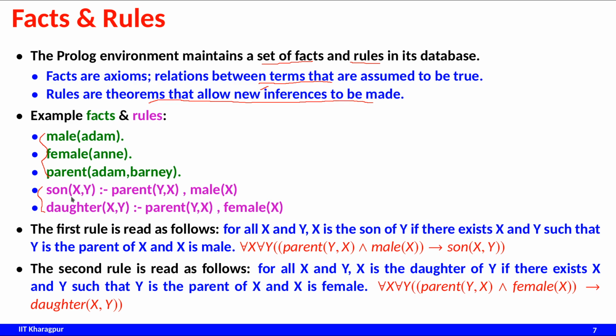The rules we have already talked about effectively mean that for all x and y, x is the son of y if y is the parent of x and x is male. So we can write it in first order logic in this form. Similarly, we can write the second rule: x is the daughter of y. For all x and y, x is the daughter of y if y is a parent of x and x is female. So parent y x and female x implies daughter x y.